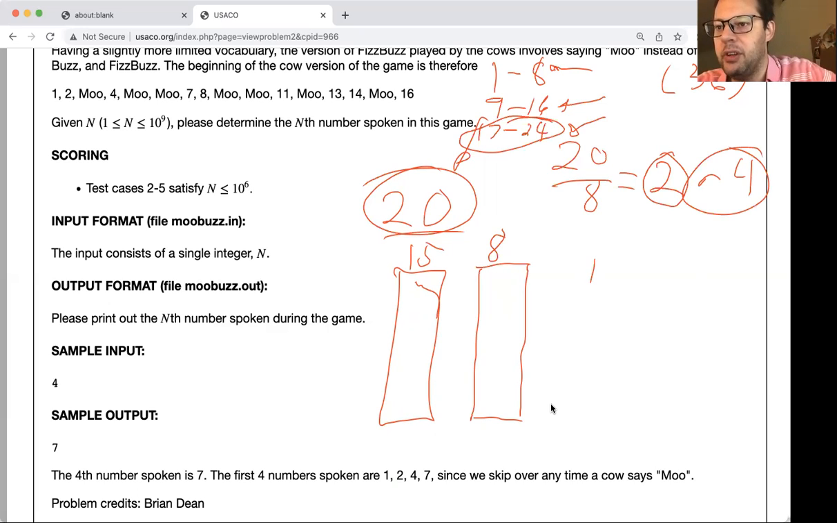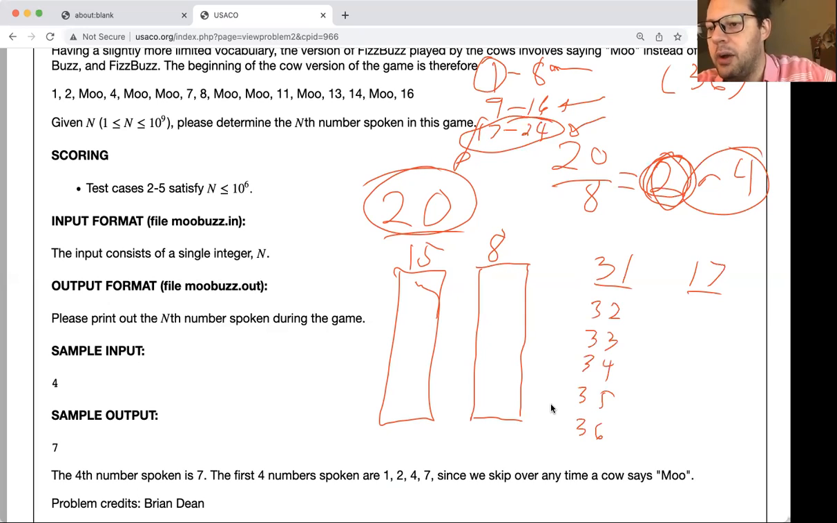So starting from 17, that's the 17th number. The 17th number starts at 31, because that's 15 times 2 plus the one that starts it. So 31 and 17. And then again, I can just simulate from there. 32, 33, 34, 35, 36. Checking if modulus 3 or modulus 5 is equal to 0. 32 modulus 3 is equal to 2. 32 modulus 5 is equal to 2. So that's going to be the 18th number.